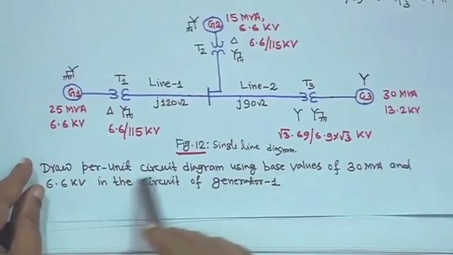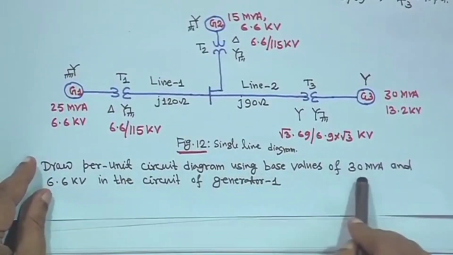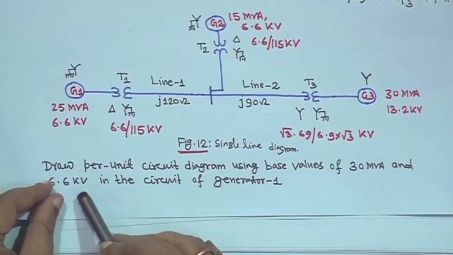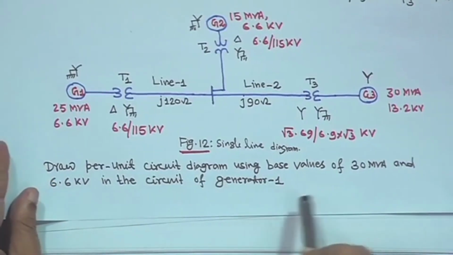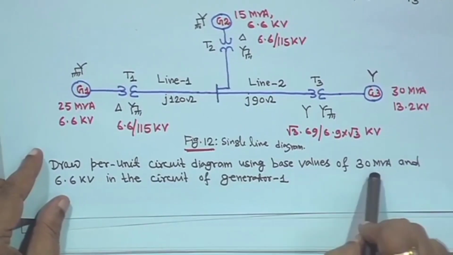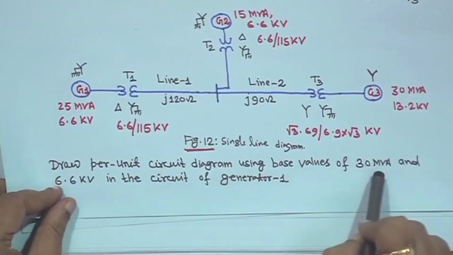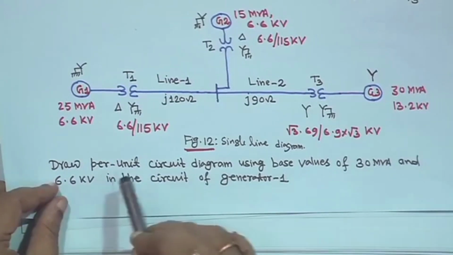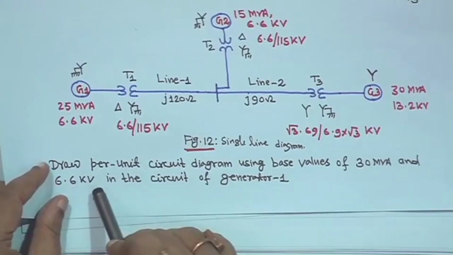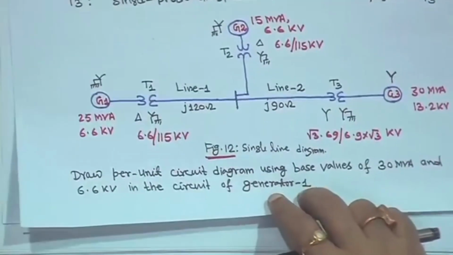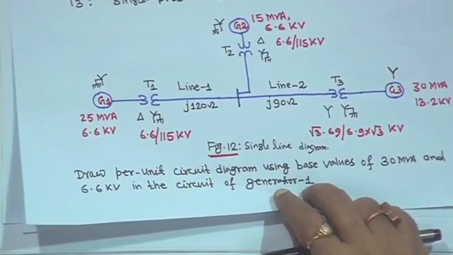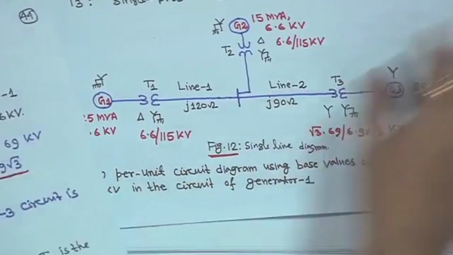So, you have to draw the per unit circuit diagram with the base values of 30 MVA and 6.6 kV in the circuit diagram, in the sub circuit of generator 1, right. If the base value is given, you have to take the MVA base as 30 and the base voltage as 6.6 kV. Based on that, you have to make this diagram, the single per unit reactance diagram, right. So, how will we do this?